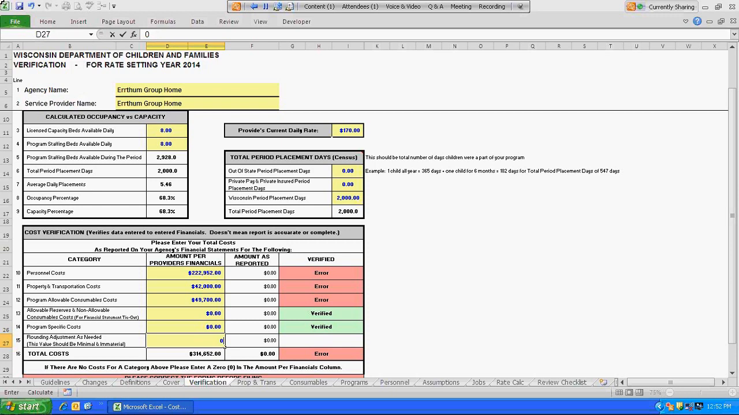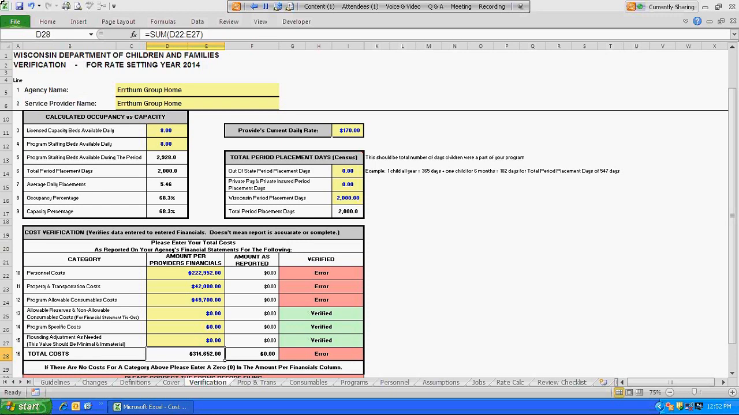Once you're done filling out the entire cost report, all these verification tabs have to be verified and in green. There can't be any errors. If the report is sent to the department with errors, it will be sent back to you. That will also show up on the review checklist. If you have errors here, you will get a red N on the review checklist, and that must be taken care of and corrected prior to submitting the cost report to DCF.